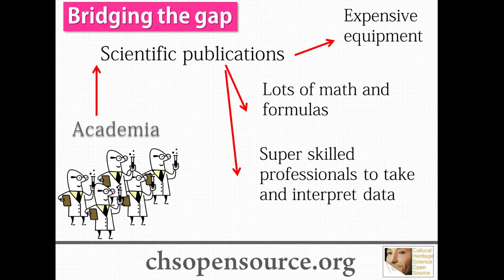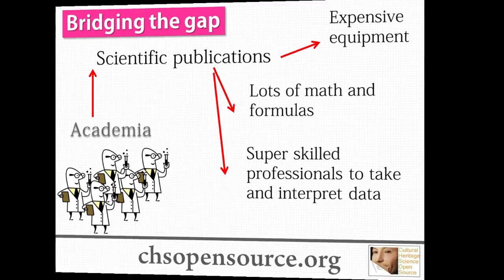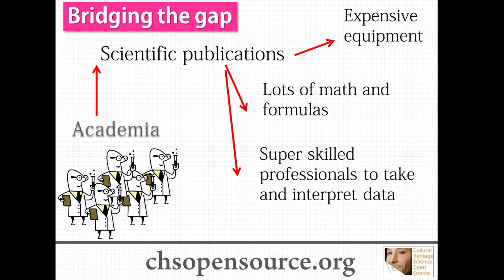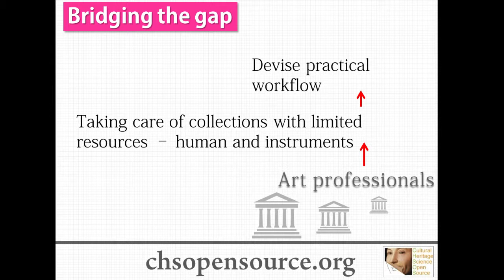And then, the techniques that academia uses require a lot of skills. Of course, you need PhD students and full professors in order to operate the machines and also interpret the data. On the other hand, we have the art professional world, where we have people who already have to take care of their collections with often limited resources. So this is a big issue, let's say, in the art world.